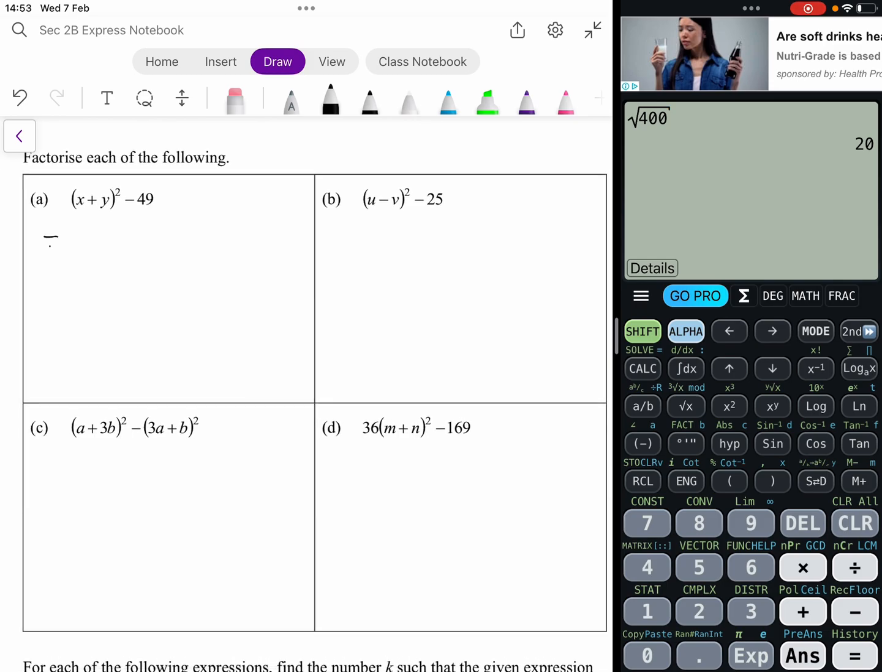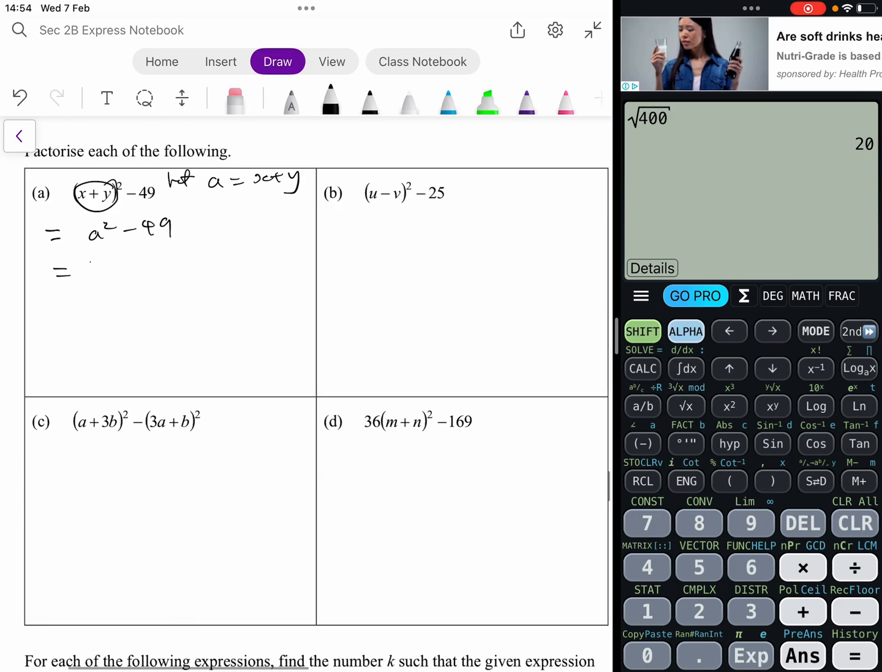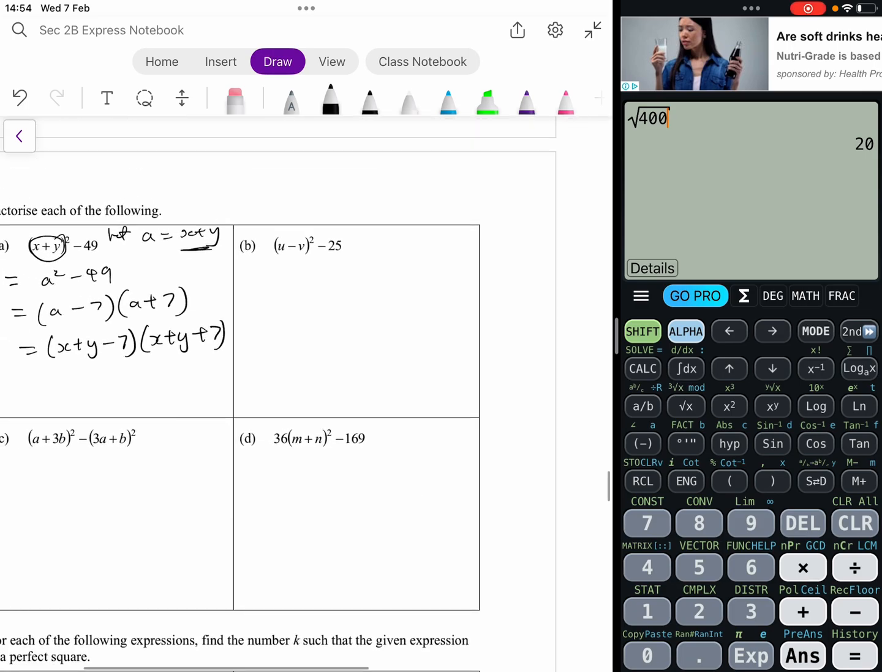Okay, now from here you will realize that you have to take this as one term. Say for example, let a equals x plus y. So I can write this as a squared minus 49, and then it becomes your difference of squares, right? So I become a minus 7, a plus 7. But don't forget a is x plus y, so I get back x plus y minus 7, x plus y plus 7.